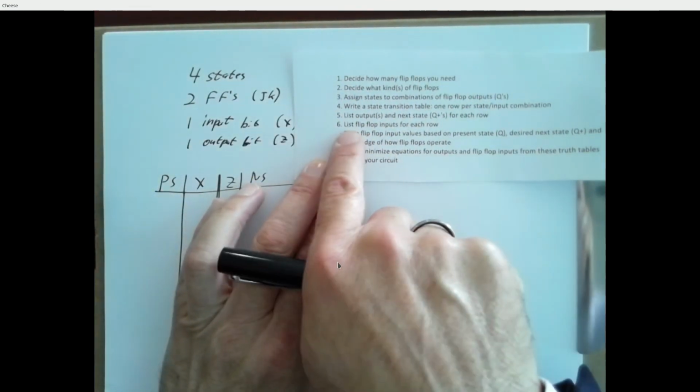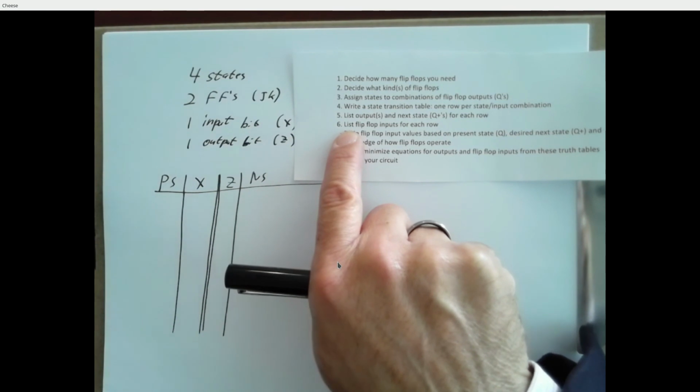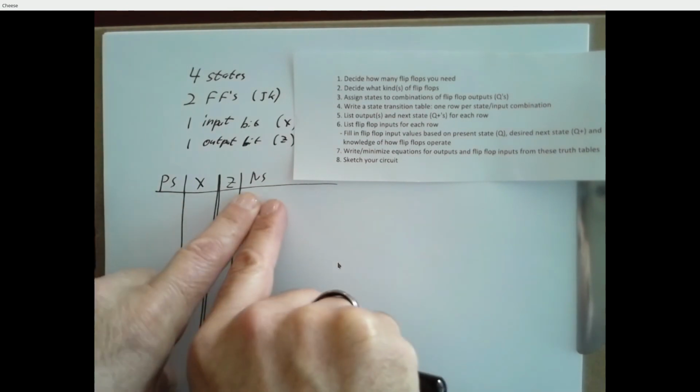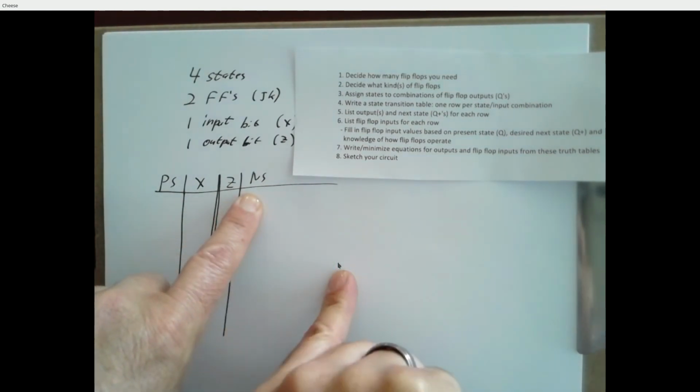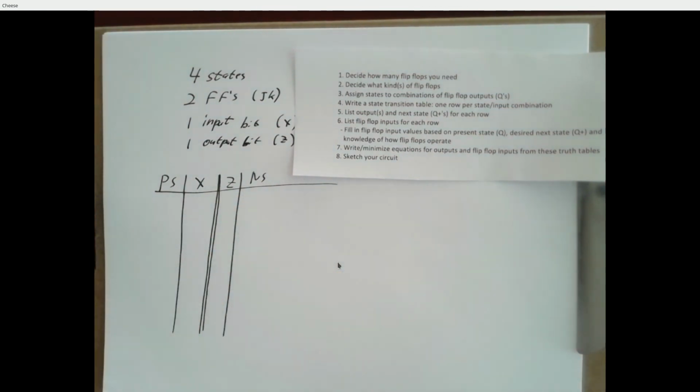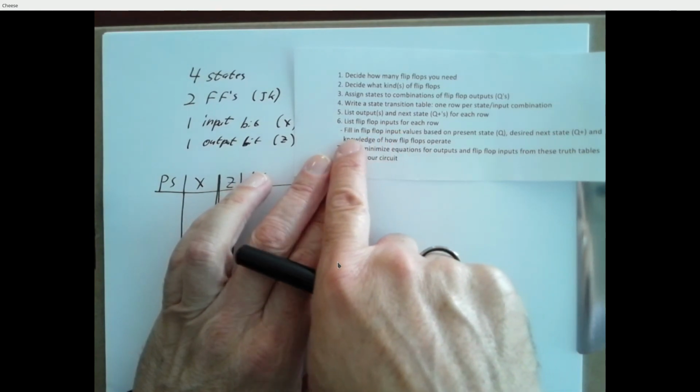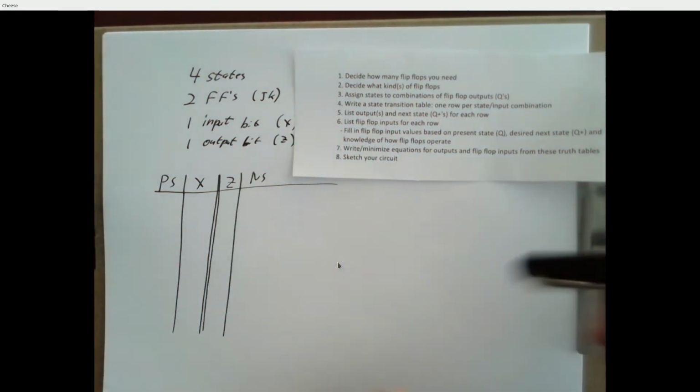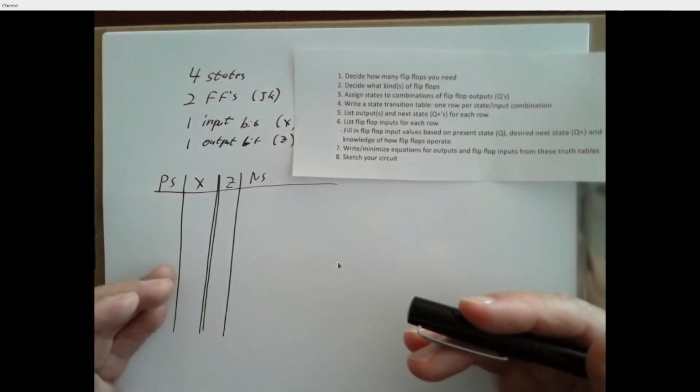And so step 6, this is the synthesis version of the weird step in analysis, right? Based on your understanding of the types of flip-flops you're using and your knowledge of what the current flip-flop values are and what you want them to be, figure out what the inputs of the flip-flops need to be. So if it's a D flip-flop, you just set it to whatever you want the new state to be. If it's a toggle flip-flop, you decide whether you need to toggle or not, and so on. So list the flip-flop inputs for each row and fill in the flip-flop values based on present state, next state, and how flip-flops operate. And then you've got a good old truth table.